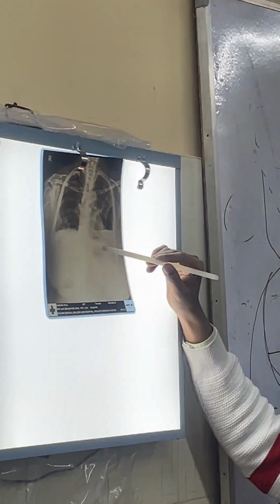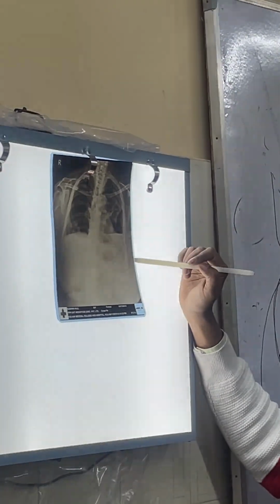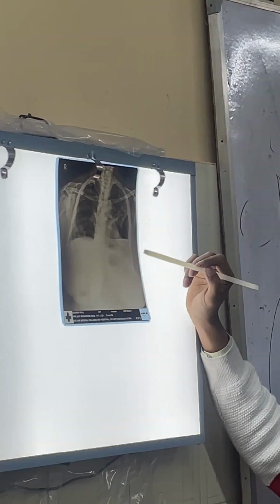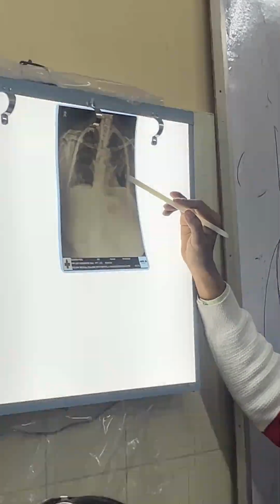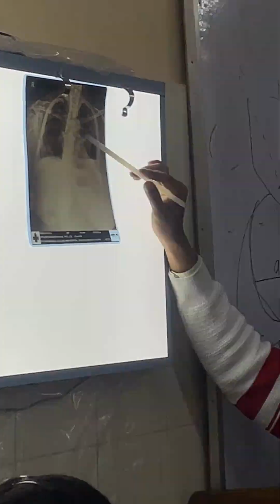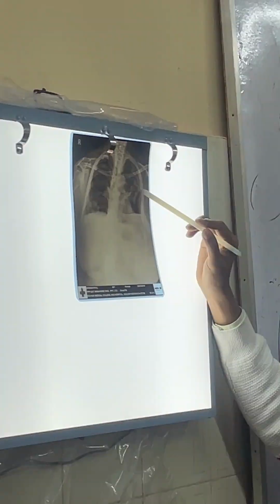Because the dome of diaphragm, if we inspect, the costophrenic angle gets obliterated. So this is the fluid or water, and this is the air. Because I am clearly seeing this is the visceral pleura and parietal pleura. So this structure is the hydropneumothorax.